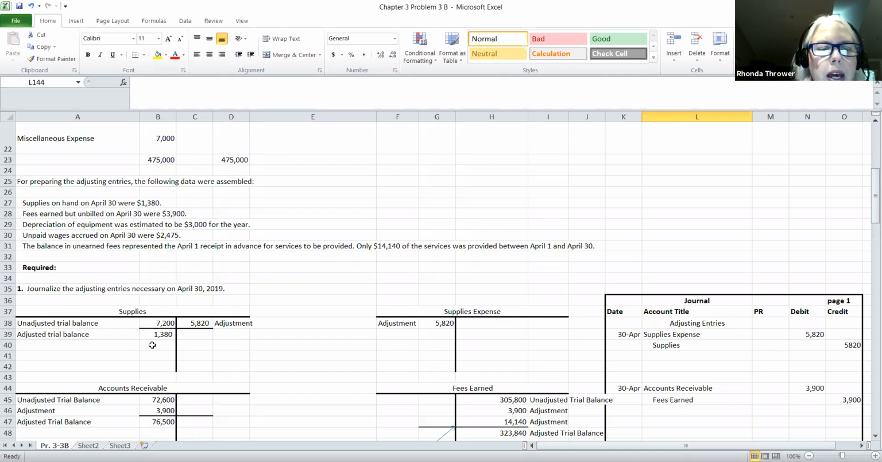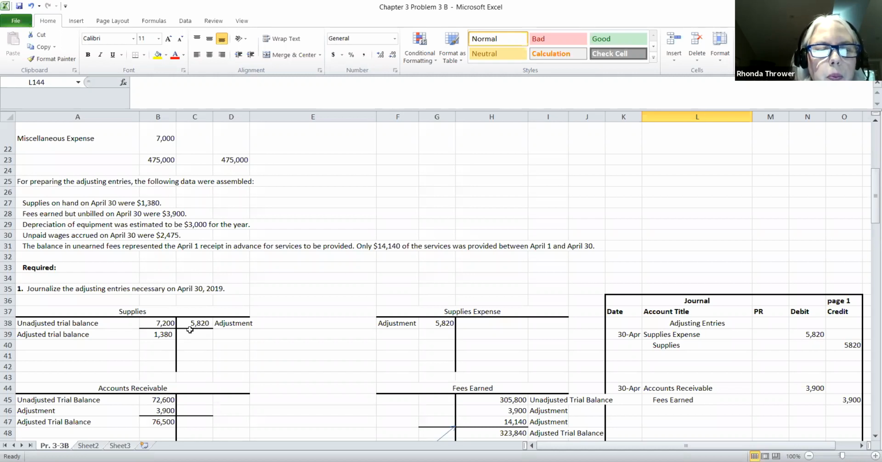So the supplies that we have on hand are the supplies that should remain in the supplies account. So the balance at the end of this year was $1,380. What we have to show is that the account has gone down by $5,820. How do we find that adjusting entry amount? You take the unadjusted trial balance and subtract the amount that you have on hand, and that will tell you what you have used up.